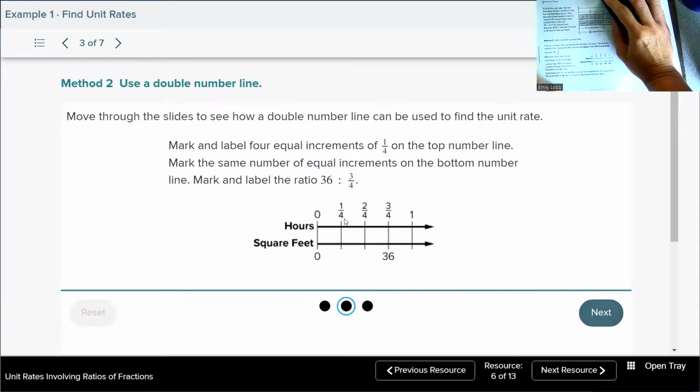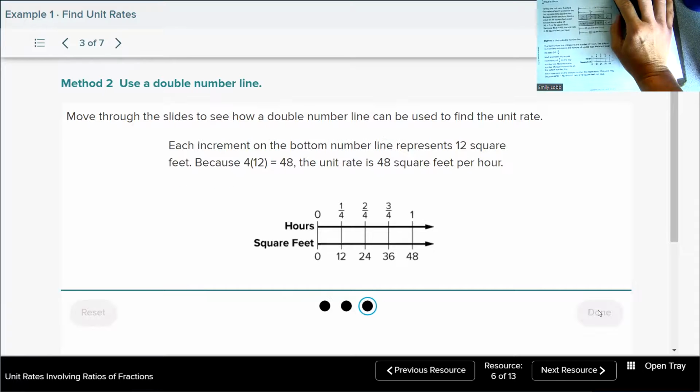So for each quarter, they put a line there, and they know that 3/4 of an hour is 36 square feet. They put in what they knew. Now they were able to divide those 3 pieces to see that they were each 12 square feet, to know what the next quarter would make was another 12 square feet. They got the same answer, right? With that other method.